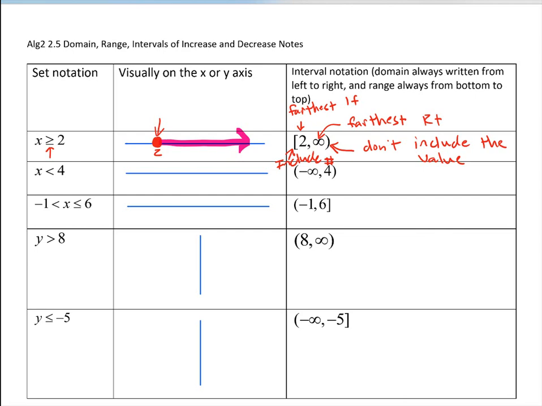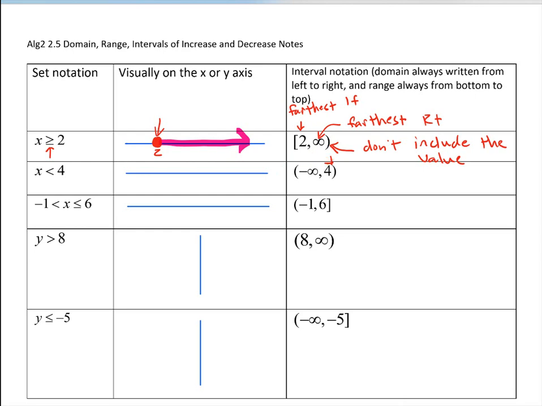And then going from left to right, we start from the farthest left, and as we move to the right, we're going to the right forever. So that's positive infinity. We have positive infinity here, and we have a parentheses, because you cannot count infinity. Whenever you're using infinity or negative infinity, it's always going to be a parentheses next to it.